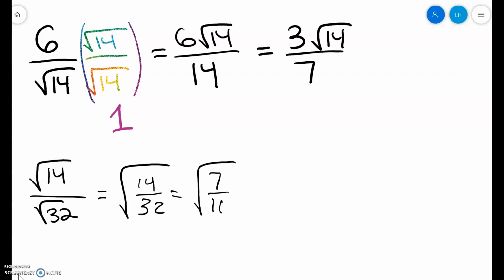7 over 16. So if I put this back into radicals, I have radical 7 over radical 16. And look, I don't have to rationalize anymore. I just have radical 7 over 4. So make sure when you're rationalizing the denominator that you're remembering your multiplication and division rules and seeing if those can help you as well.